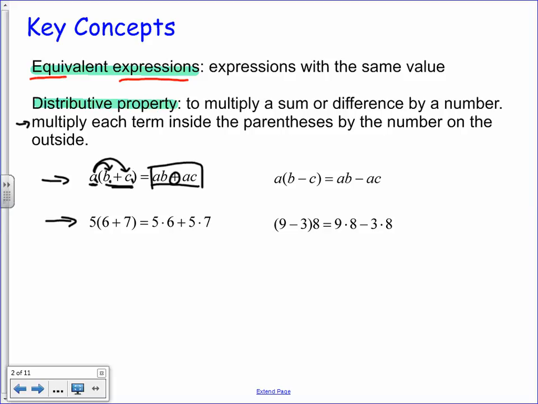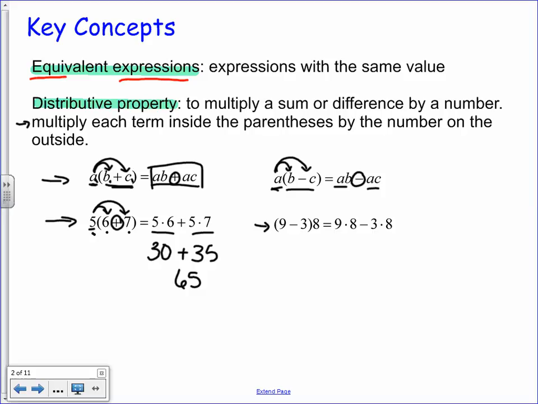Now with numbers involved, I have this 5 on the outside of the parentheses, and I'm going to distribute it to everything on the inside. So it's going to be 5 times 6 plus 5 times 7. Okay, and then we can go even further and say 30 plus 35, and that would be 65. All right, and then we have a difference here. Okay, so b minus c. So we're going to distribute this a to everything on the inside. So it's going to be a times b minus a times c.